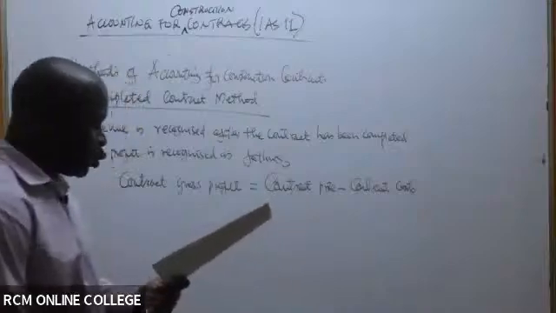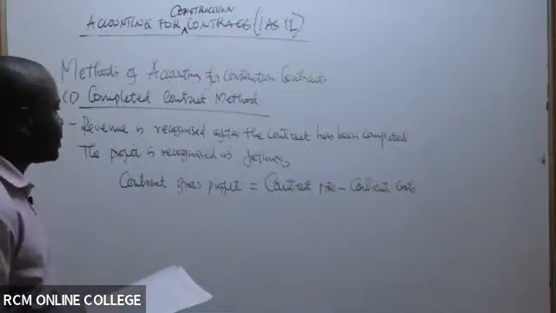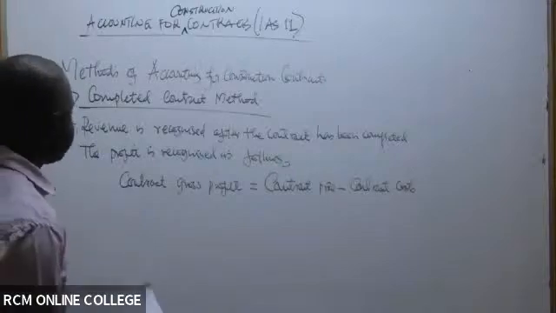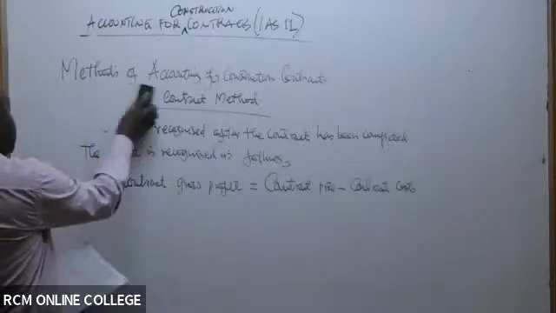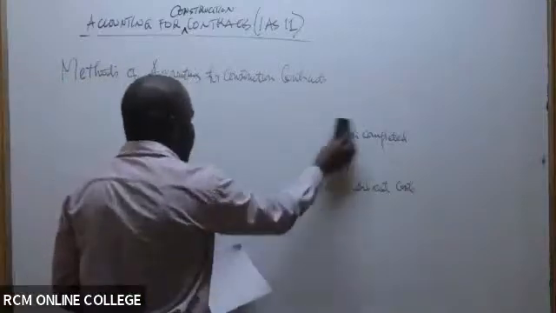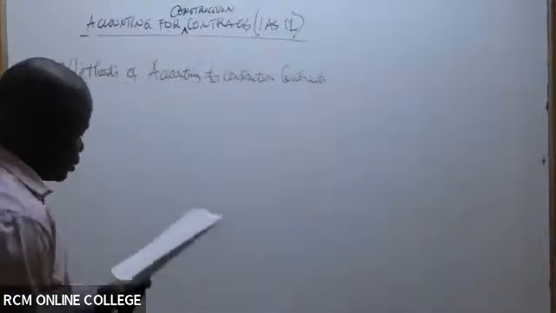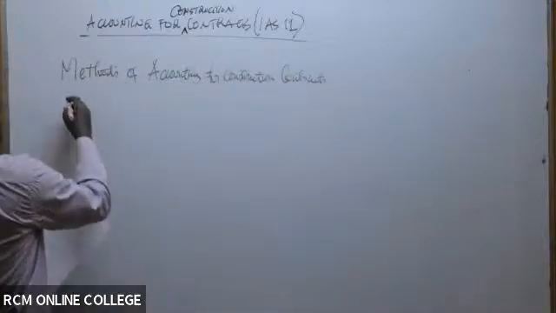So method number 2, percentage of completion, which is the most common and is the one where we are going to do the interesting mathematics. So method number 2, it is percentage of completion. That is another method that is used to account for these contracts.